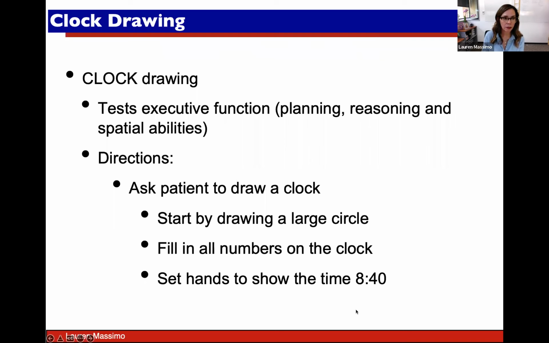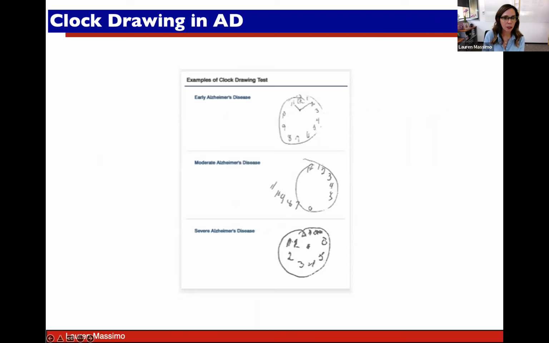Clock drawing is another commonly used screening tool, which tests executive function, planning, reasoning, and spatial abilities. So you ask the patient to draw a clock. Generally, you don't say, draw a clock and show me 12 o'clock. You make it slightly challenging for the patient. You can have them show the time at 8:40. In this next picture, you see that you are asking the patient to show 10 past 11. And you can see that, again, based on the different stages of dementia, how the clock drawing looks as the disease progresses.